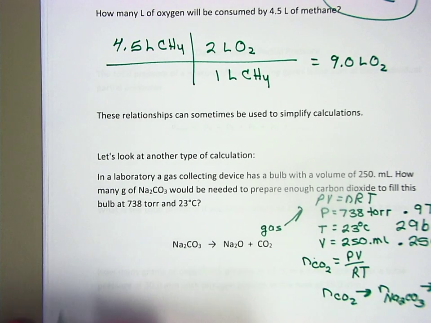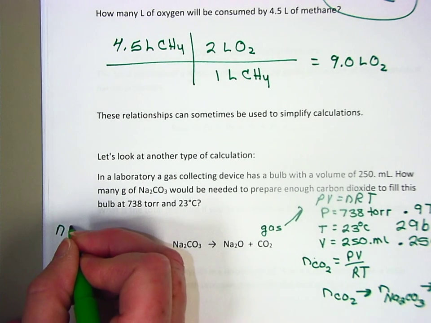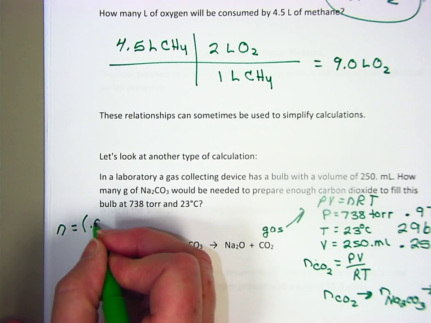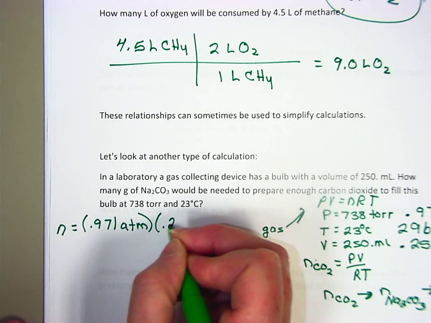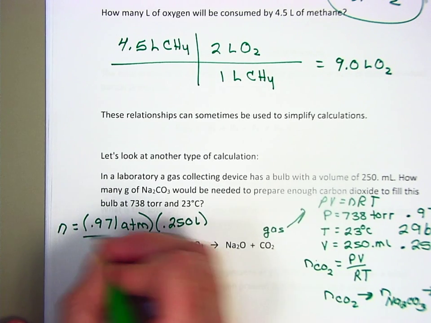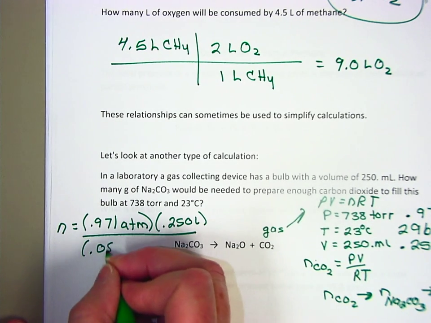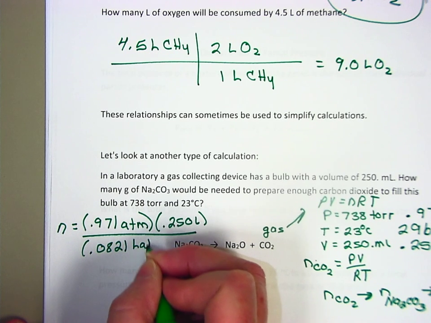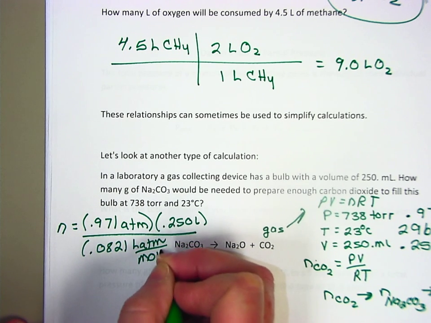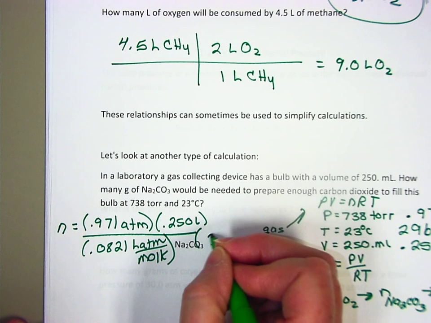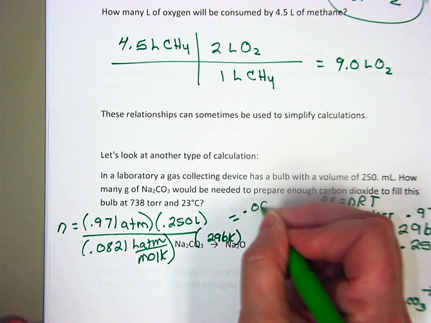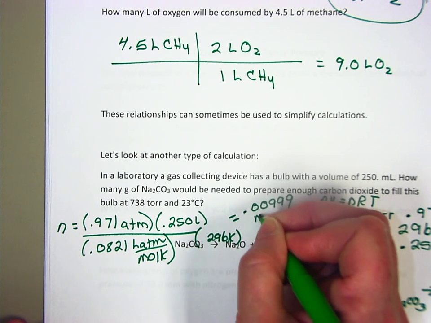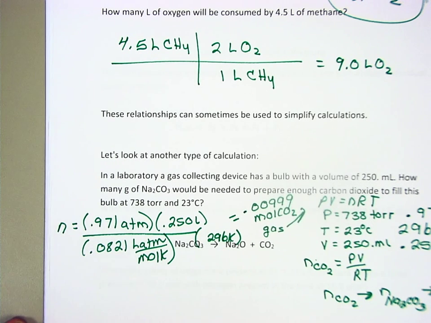So now let's go ahead and plug in and find the moles of carbon dioxide. It's equal to the pressure, 0.971 atmosphere, times the volume, 0.250 liters, divided by 0.0821 liter atmosphere per mole Kelvin times the Kelvin temperature, 296 Kelvin. And that gives us 0.00999 moles of carbon dioxide. So now I've done the gas law part of this problem.